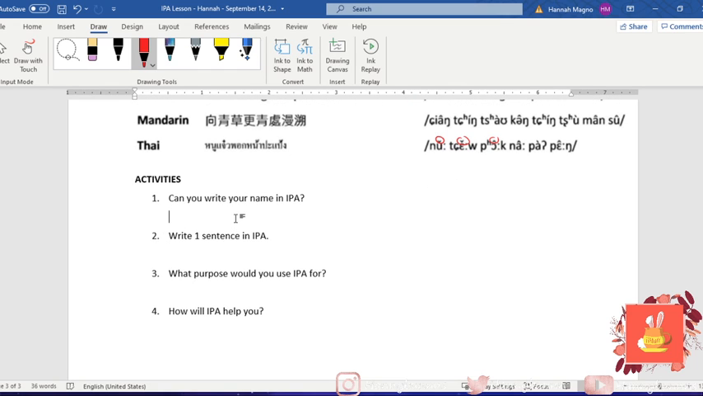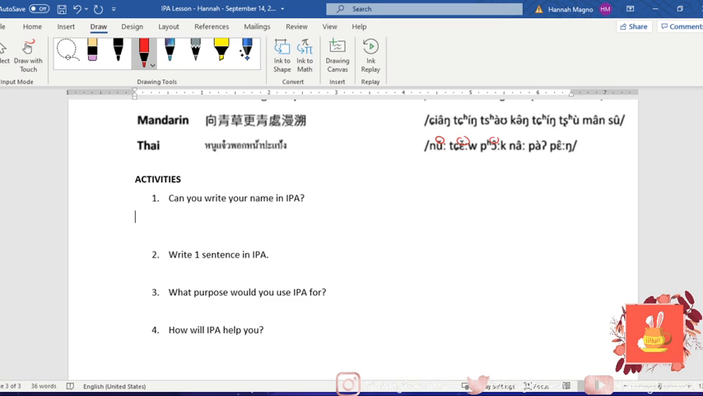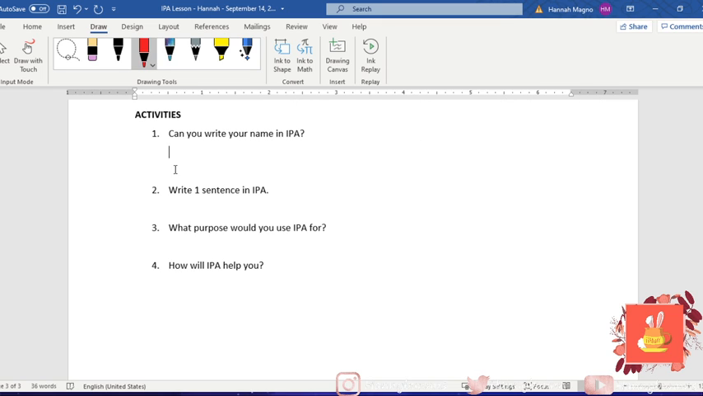All right. So now we're getting straight to this activity. Can you write your name in IPA? And then you can go ahead and submit it here. So I'm going to give you my name. And then you can also take a picture and type yours, or just send it as a picture. That's totally fine. So how you would spell my name is this one.